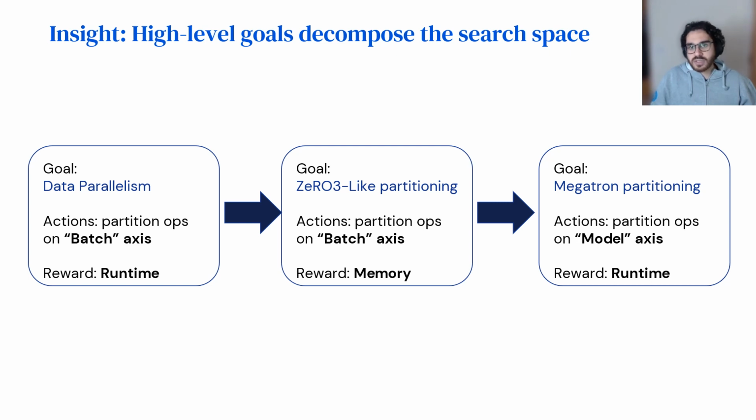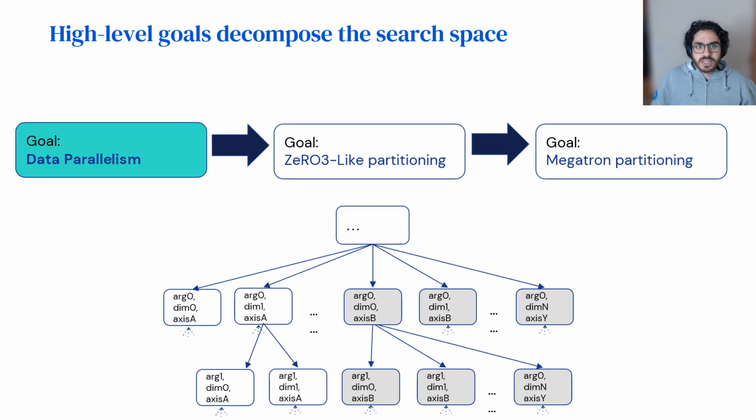And finally, if we want to discover something like Megatron, we tell it to look over a different axis than the one used for batch parallelism, and we look for something that improves runtime without reducing memory. That leads to something similar to Megatron. These high-level goals decompose the search space, rather than the search looking over all the possible dimensions on every axis and every argument. Now we only consider one axis at a time when we are searching, and that allows us to provide a smarter way of budgeting the search.